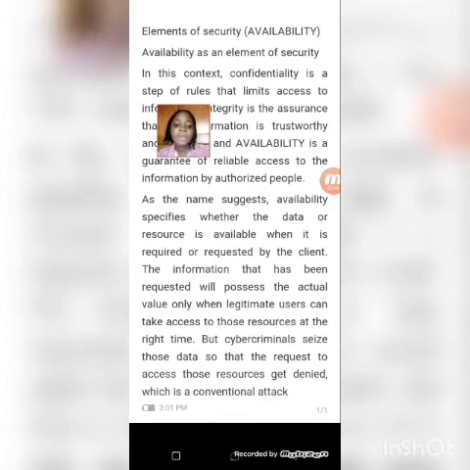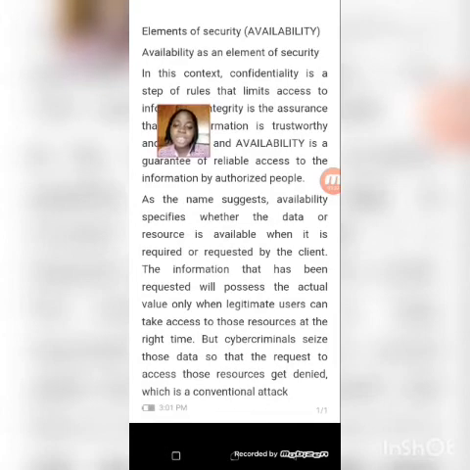Okay, now the information that has been requested will possess the actual value only when legitimate users can take access to those resources at the right time. That means they are available for those people that need them at the right time, not too early, not too late. But cyber criminals seize those data so that the request to access those resources gets denied, which is the conventional attack.